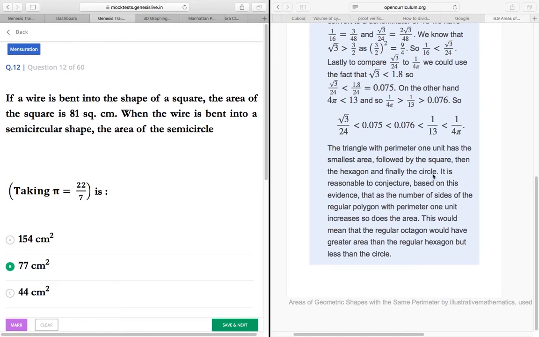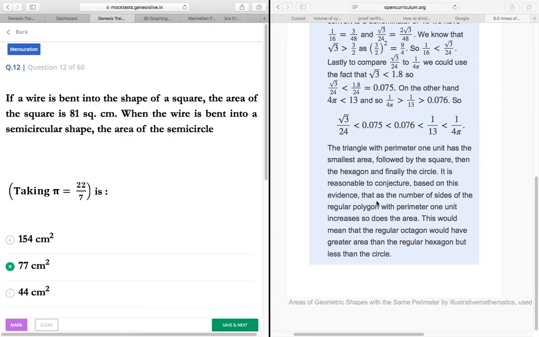With this result, what is the other conclusion that they have derived? That is beautiful. It is reasonable to conjecture, based on this evidence, that as the number of sides of a regular polygon with equal perimeter increases, so does the area. When you increase the number of sides, the area also increases, given that the perimeter is the same.